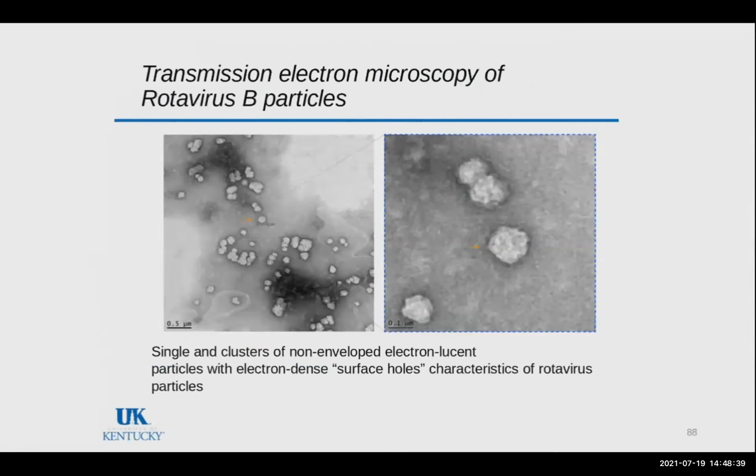This is the transmission electron microscope picture of rotavirus B particles. These particles contain lots of replicative intermediates. You see a lot of particles here, and both electron microscope experts, from TVMDL and the University of Missouri, told me there is a lot of replication going on in this sample. As you can see, there are single particles and clusters of these non-enveloped, electron-lucent particles with the electron-dense characteristic of rotavirus particles.